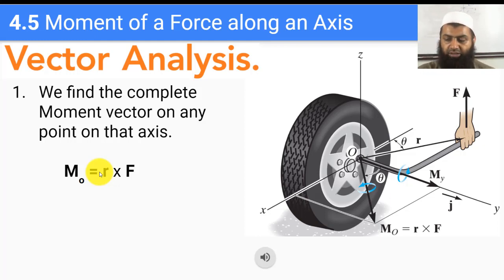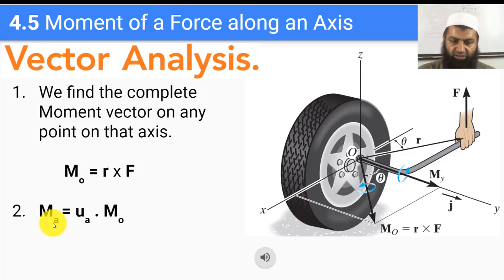Okay, but now the next step is to calculate the moment of the force about an axis. We use this moment, which was the moment of the force about a point O, and then we dot it with the unit vector along that axis. So this gives us the moment of the force along that axis, and this gives us a scalar. This is not going to be a vector, this is a scalar, because when we take the dot product of two vectors, the result is not a vector, but a scalar.